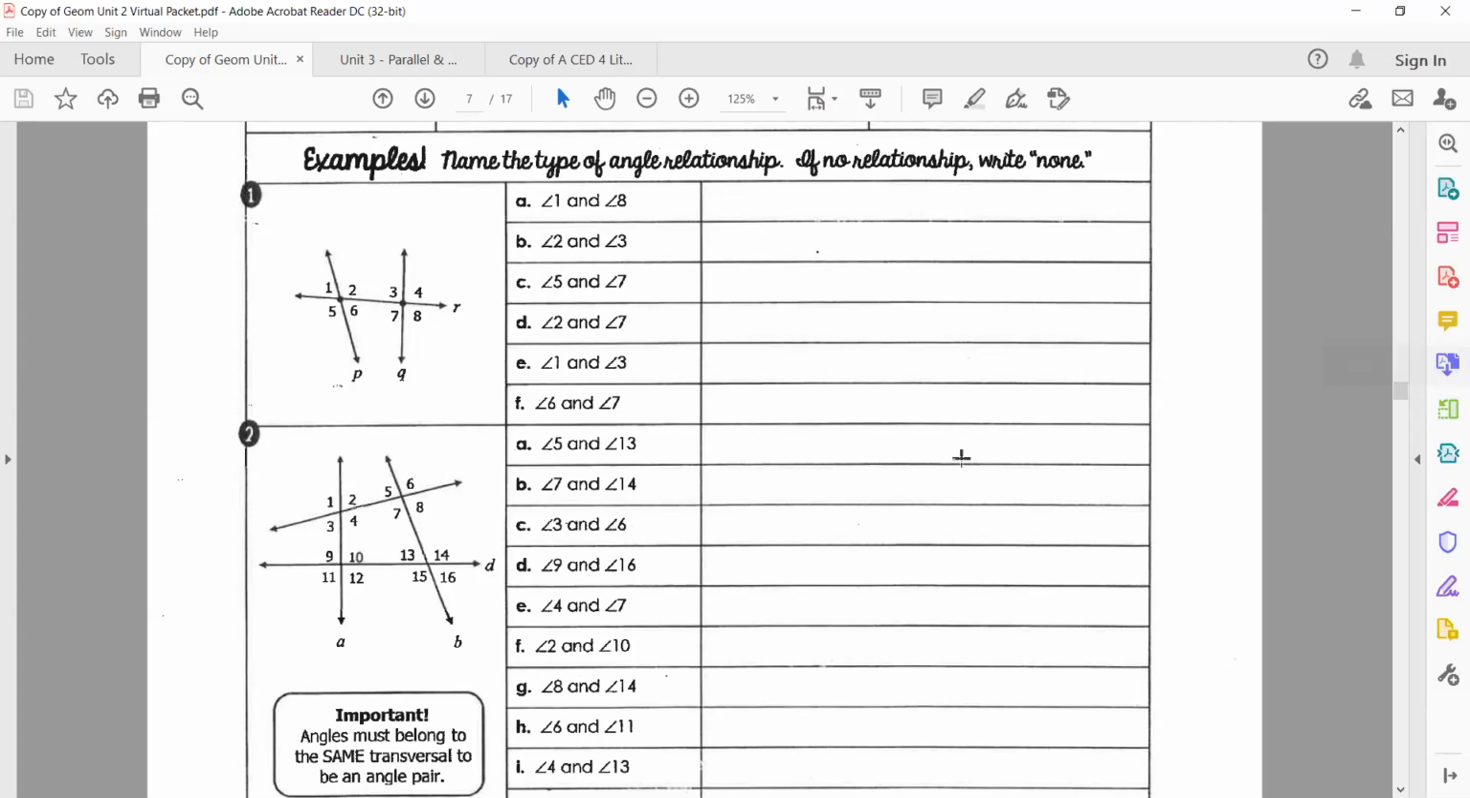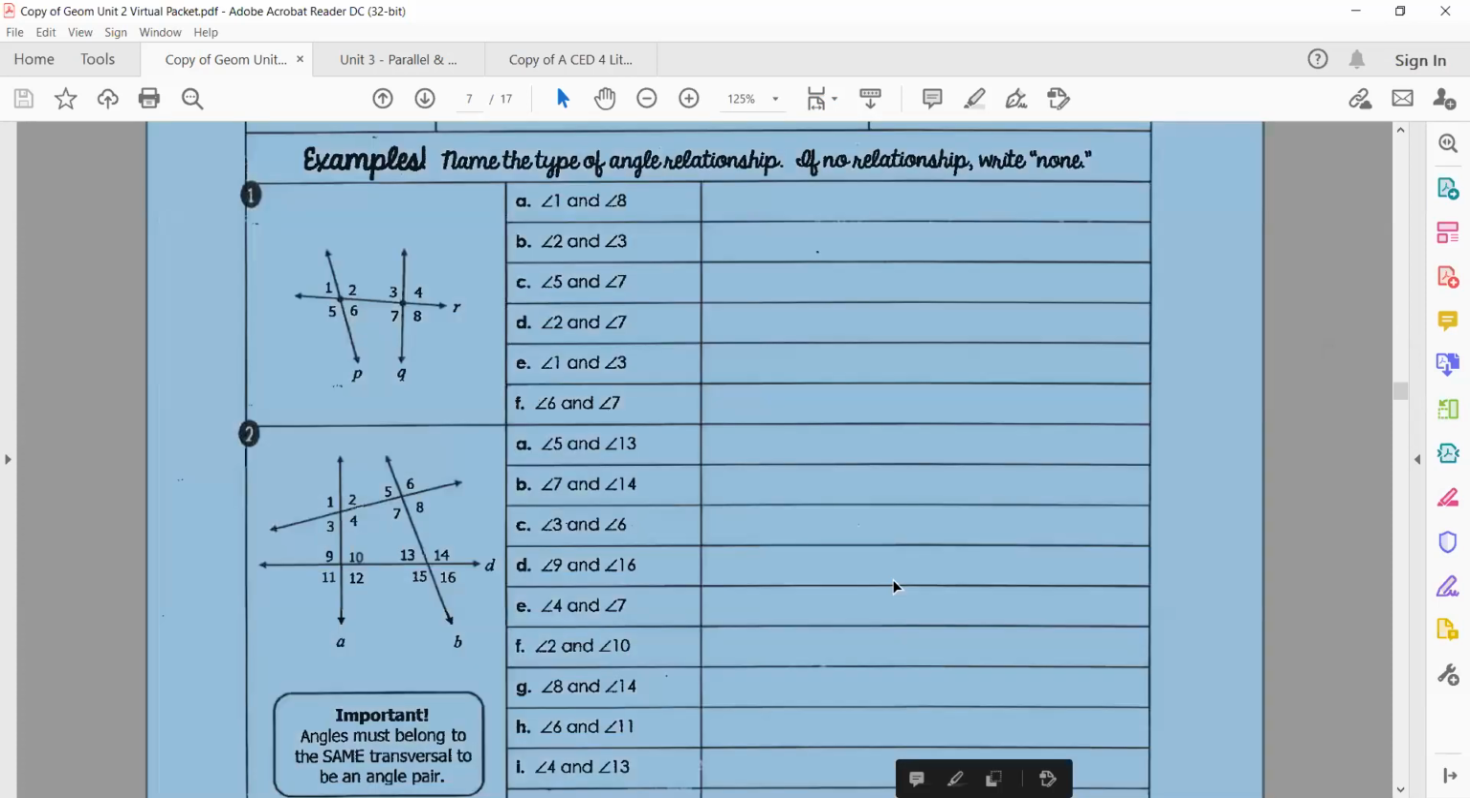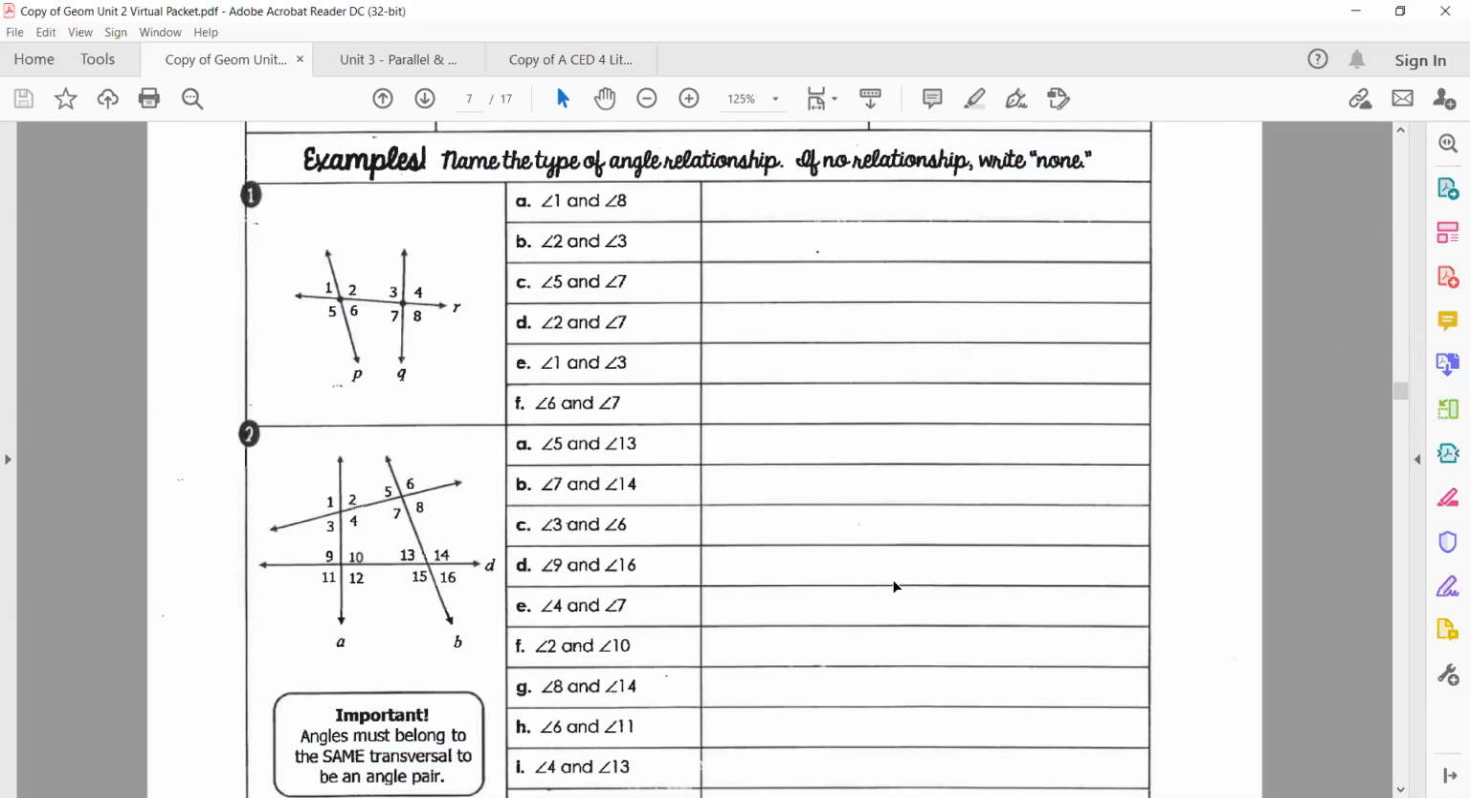Now, what about this example down here at the bottom? Angle 6 and angle 11. Here's angle 6. Here's angle 11 down here. What relationship, if any, are those two angles in? 6 and 11.